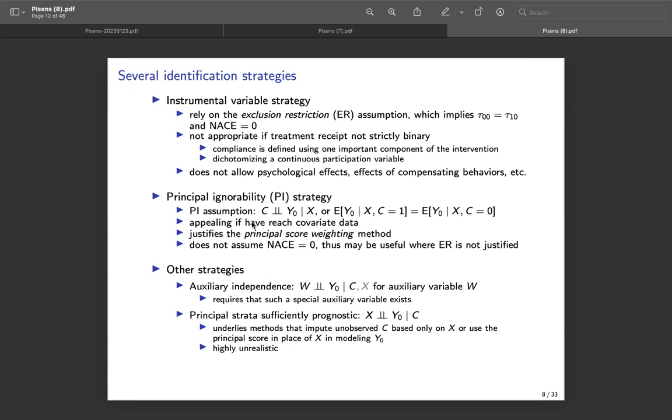So principal ignorability came out later, so it hasn't caught up very much compared to the instrumental variable strategy. So it's kind of weird that I sort of have to sell it before selling sensitivity analysis. But I think it's the one reasonable thing, just by common sense, that you can do.